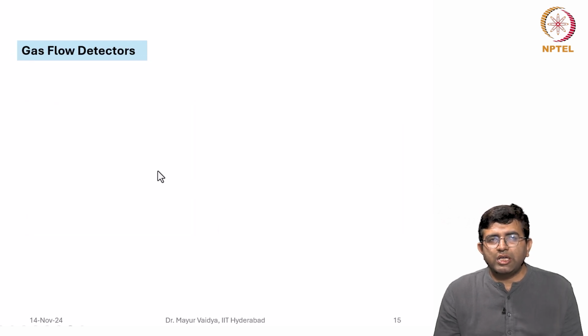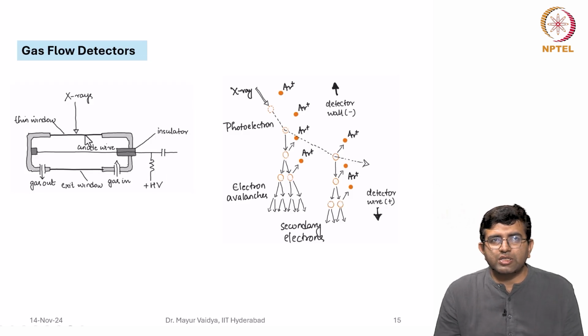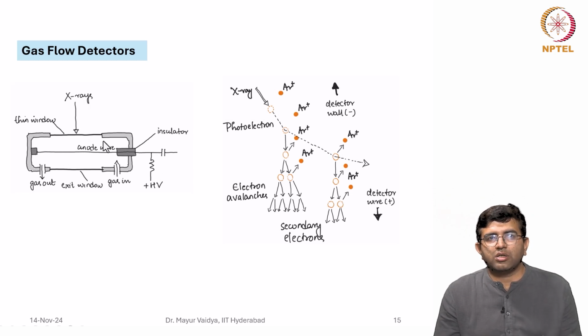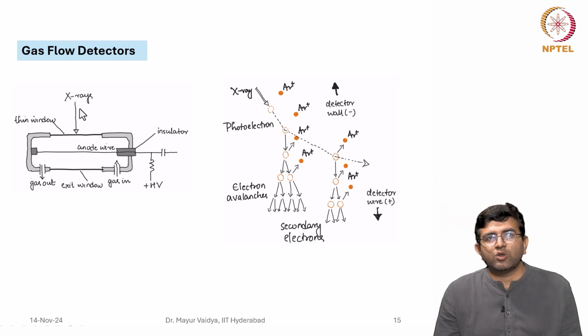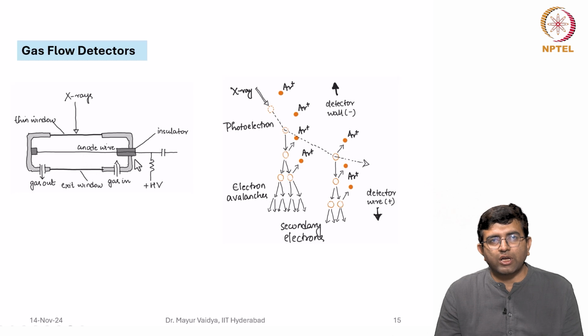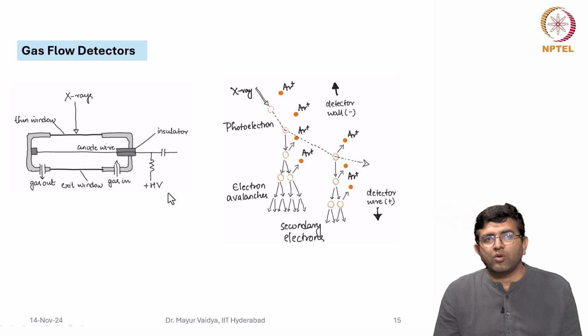Then a word about the detectors. Usually the gas flow detectors are used, where there is a gas present in a setup like this, and the X-rays which impinge here ionize this gas, and then the ions basically cause a current in this anode wire, and this signal is detected. So depending upon the X-rays, the energy, the wavelength, the ionization is different, and therefore the current that is generated is different. So that's how the signals are analyzed.